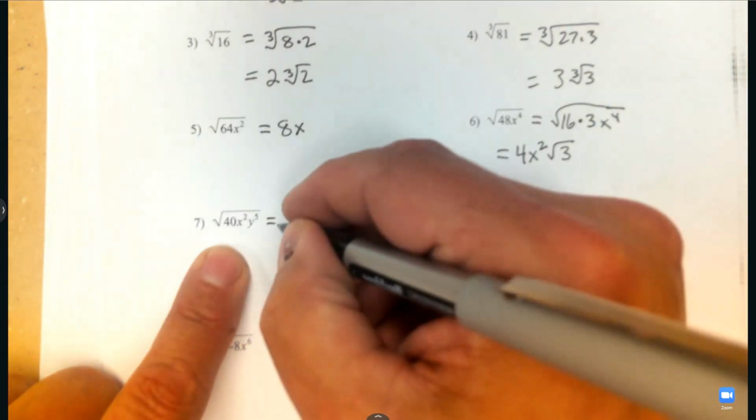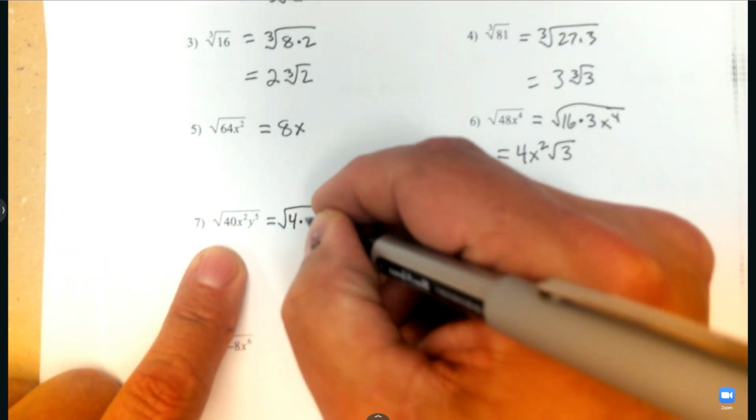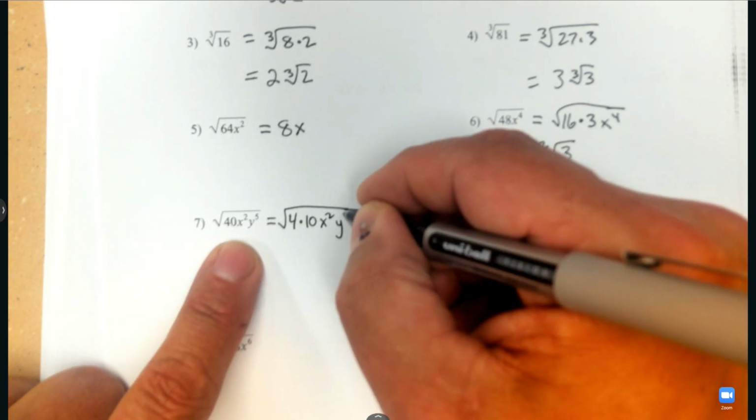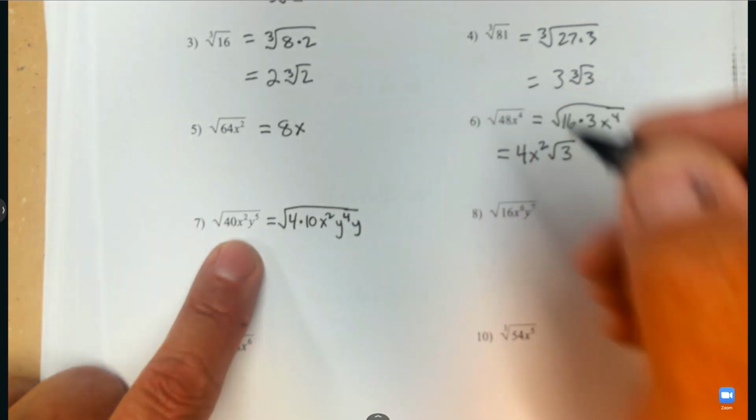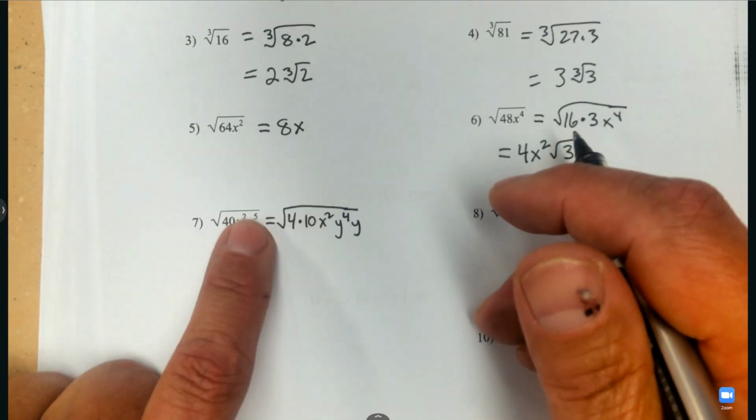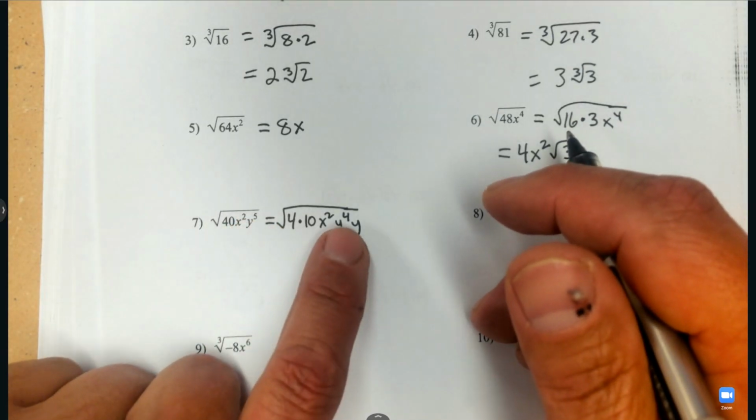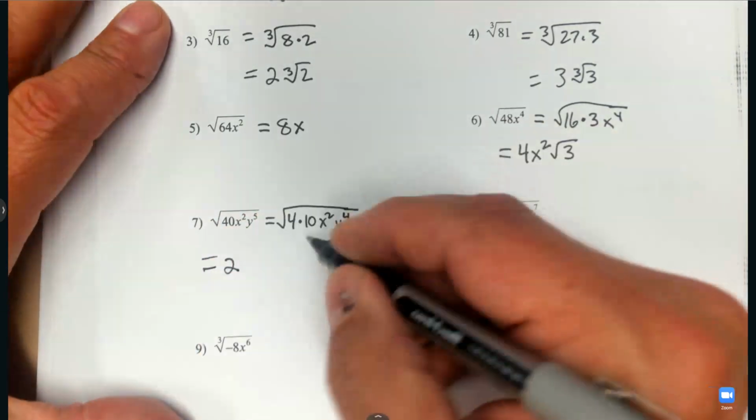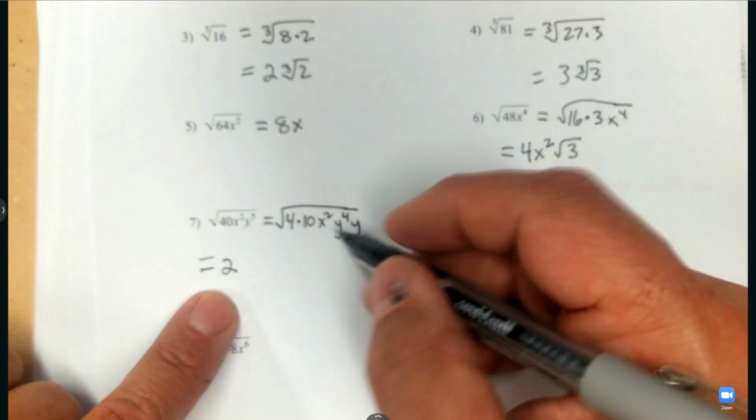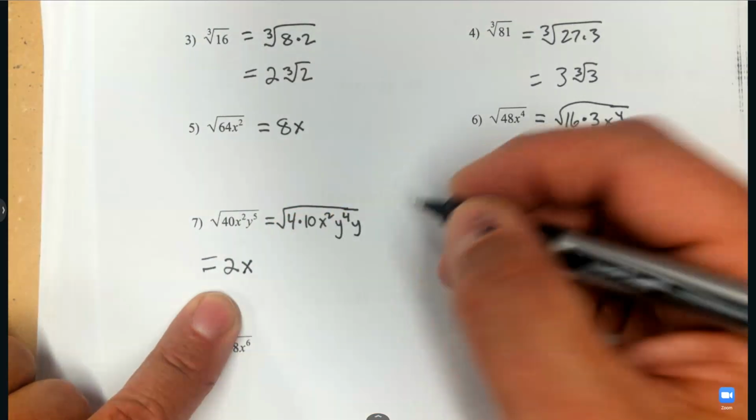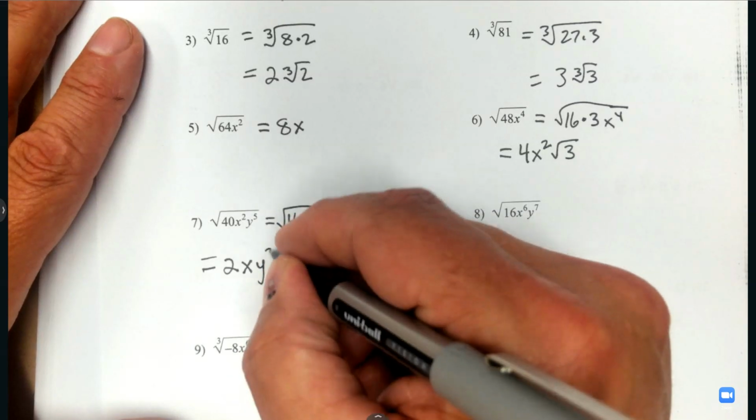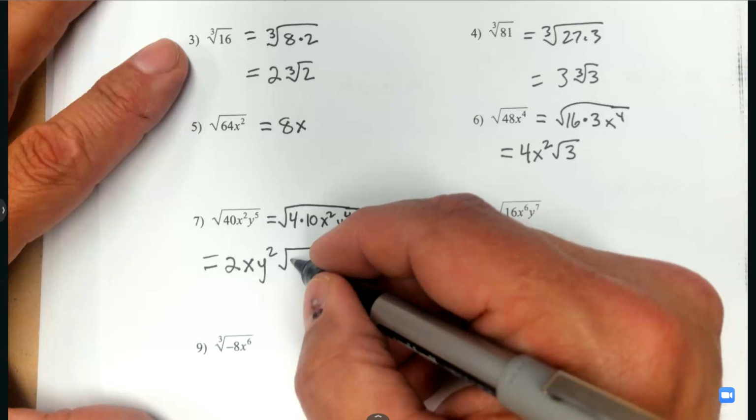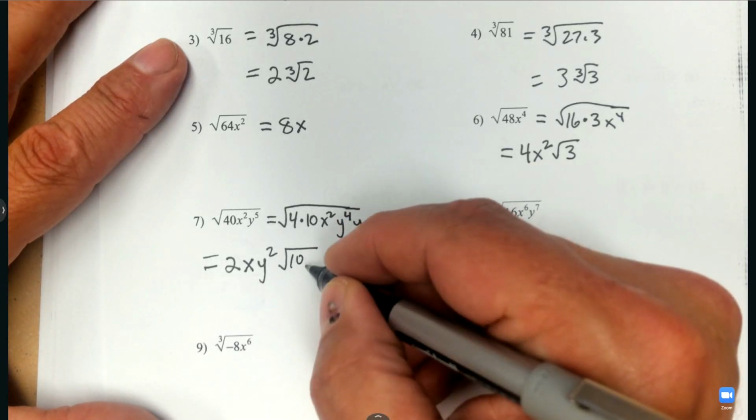40, we're going to write as 4 times 10. And then I have x squared. Now, if you have an odd number, you pick the largest even number smaller than it. So instead of 5, the largest even number less than 5 is 4. We need one more y, so it adds up to 5. But now we can simplify it. So the square root of 4 is 2. The square root of x squared is just x. The square root of y to the 4th, divide by 2. And what's left over is 10 and y.